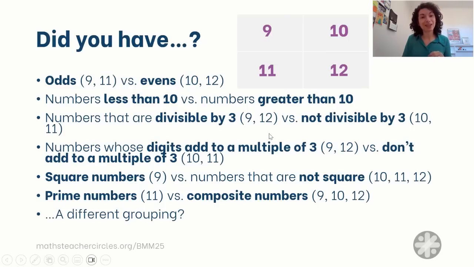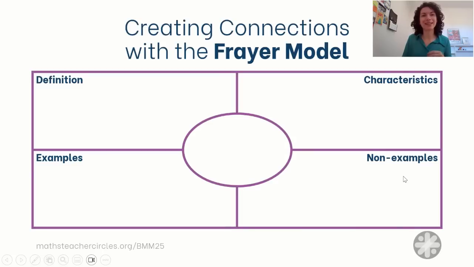Here is a second strategy that you can use with your students. This is known as a Frayer model. Maybe you've had experience using it in other subject areas, and I think it is fantastic for maths. And let me show you an example of how you might use it. So we'll go back to that triangle example.